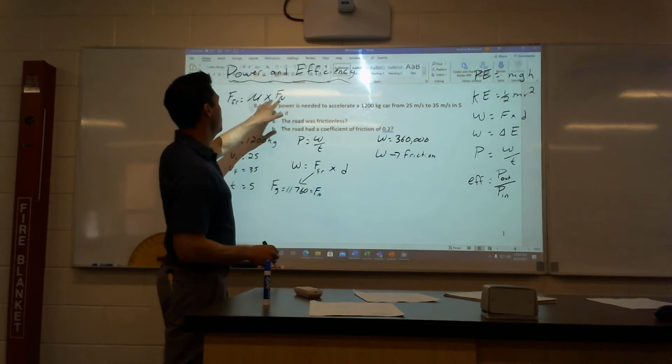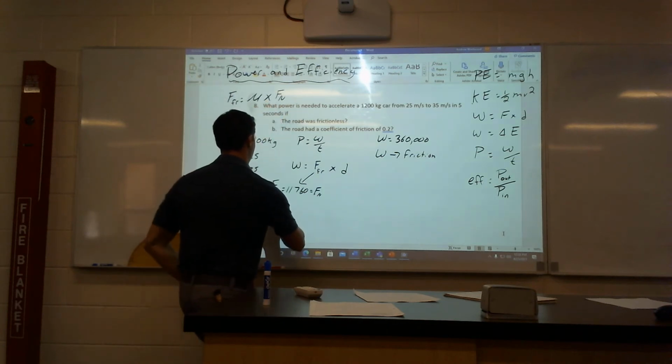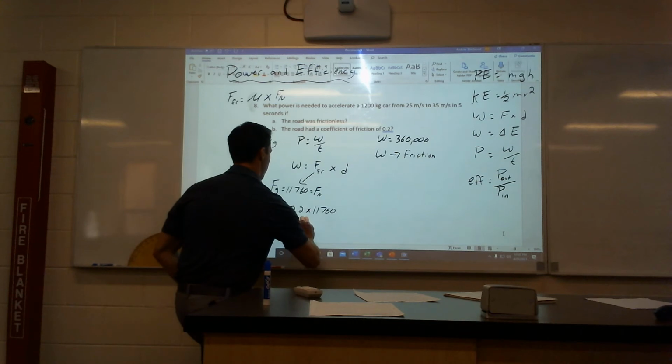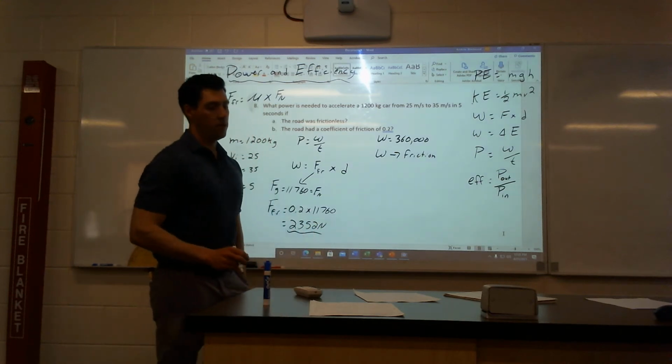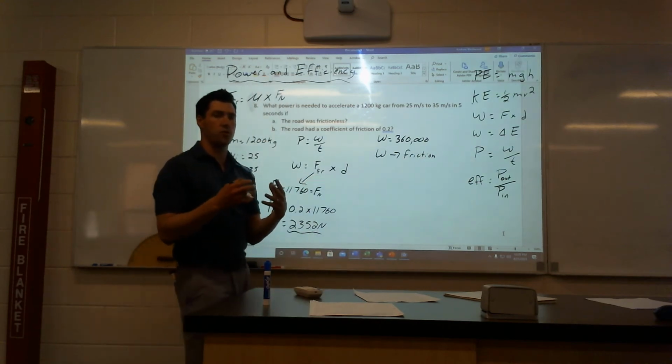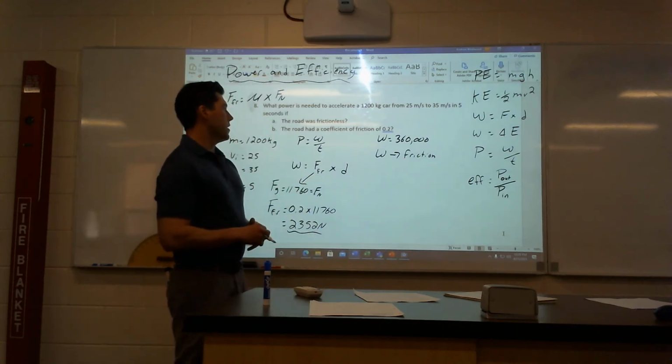Cool, so I have these two things now. Force of friction equals 0.2 times 11,760, which gives me 2,352 newtons. All right, so I have figured out the force of friction, how much force of friction is working on a distance.